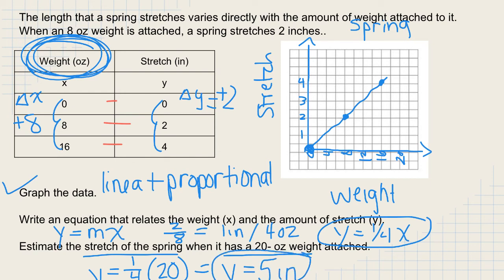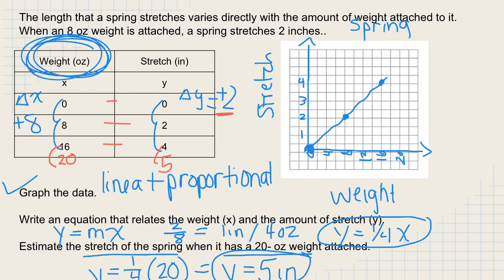Now I can check that a couple of different ways. Let's look at my table. So if I wanted it to be 20 ounces right here, if I added another entry to my table, I would only be going half my change in x. If I'm only going to go half my change in x, then I am only going to go half my change in y. So instead of going 2, I'm going to go 1, and I would be at 5.